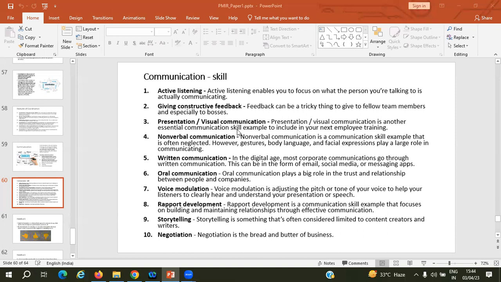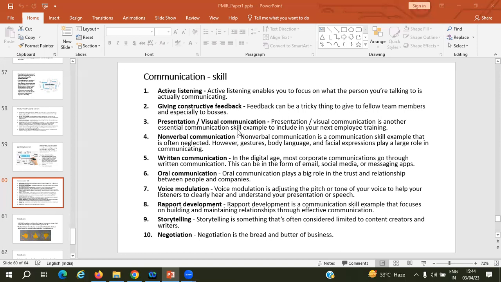Suppose you are in your family, with your friends, in your class. If you don't know how to talk, what to talk, with whom to talk, then it will be a problem. So oral communication skill requires talking.